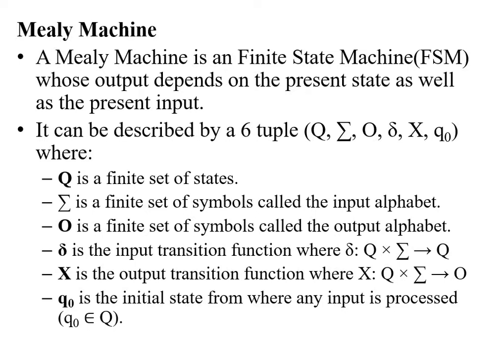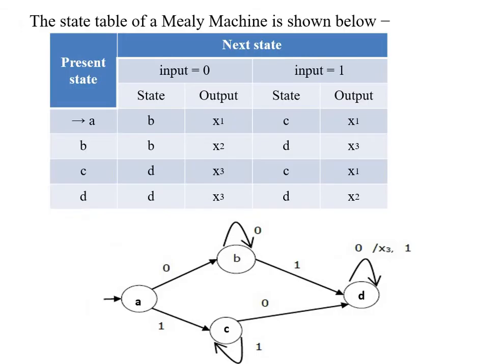Delta is the input transition function, where delta is from Q cross sigma to Q. X is the output transition function, where X is from Q cross sigma to O, and Q0 is the initial state from where any input is processed, and Q0 belongs to Q. The state table of the Mealy Machine is shown here. In this state table we have present state, next state for each input symbol, and output.